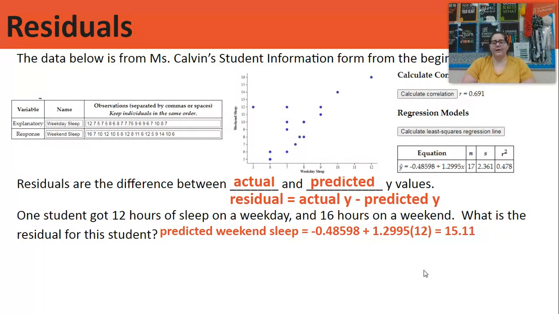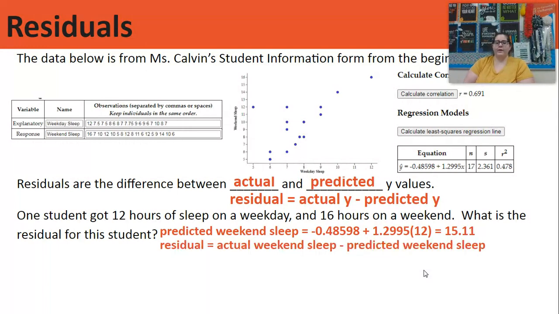And that gives me 15.11. So that student would be expected to get about 15.11 hours of sleep on the weekend. But actually, the student gets about 16 hours of sleep on a weekend night. So when I find my residual, we're doing our actual Y value. Our Y was weekend sleep. So actual weekend sleep minus predicted weekend sleep. 16 was their actual weekend sleep minus 15.11, their predicted weekend sleep. When we subtract those, we get positive 0.89.